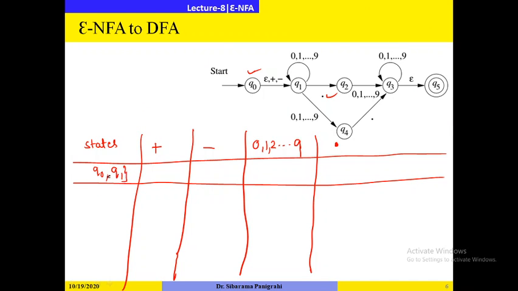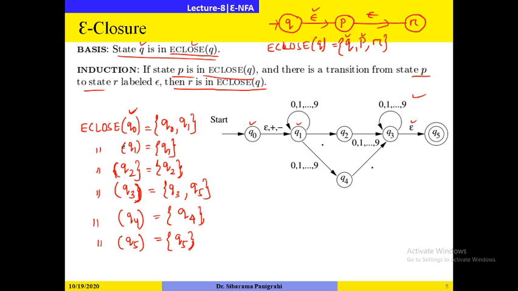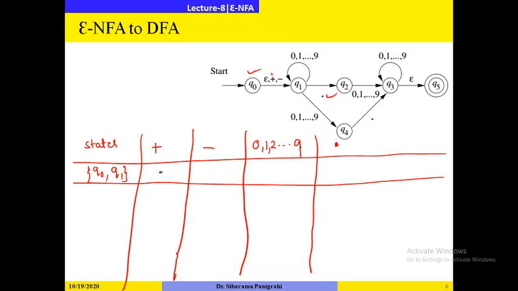Now Q0 Q1 by taking plus as input. What is the next state? The next state is Q1. So I will have to look at the epsilon closure of Q1. Epsilon closure of Q1 is Q1. So here I will write Q1. Now Q0 Q1 by taking minus as input. What is the next state? It's Q1. So I have to look at the epsilon closure of Q1. As the epsilon closure of Q1 is Q1 itself, I will put Q1 over here.